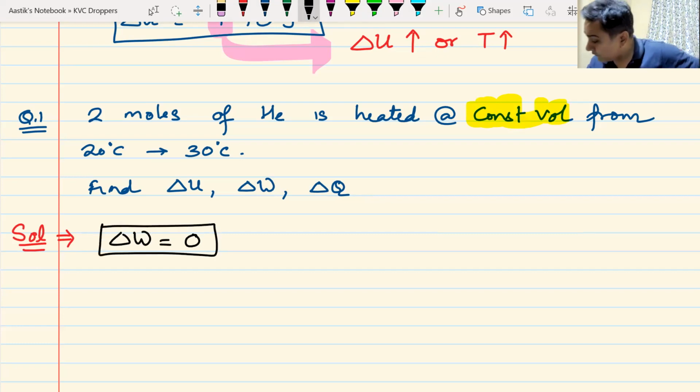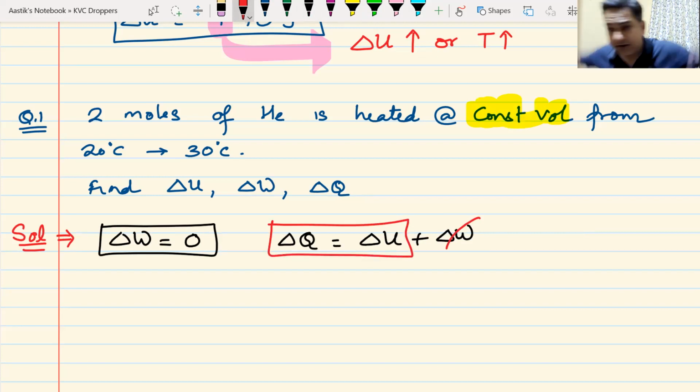Okay. Now we know that delta Q is delta U plus delta W. And again, I'm repeating myself. Delta W is already zero. So I know that delta Q is equal to delta U. Yes or no? So at the end of the day, I just have to calculate one thing. That is delta U or delta Q. Delta U or delta Q can be easily found out.